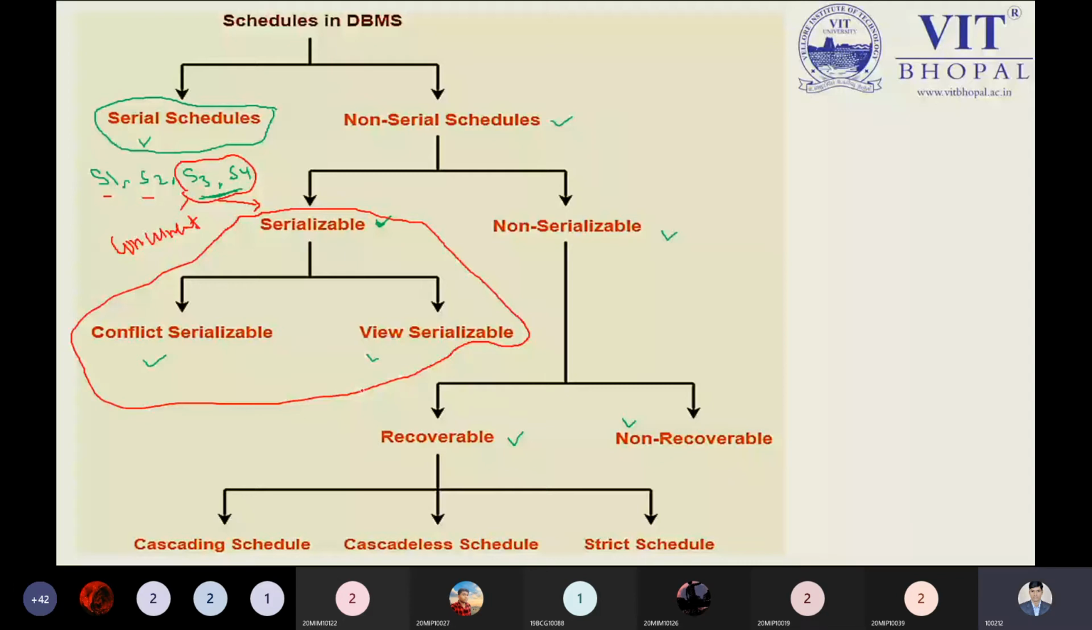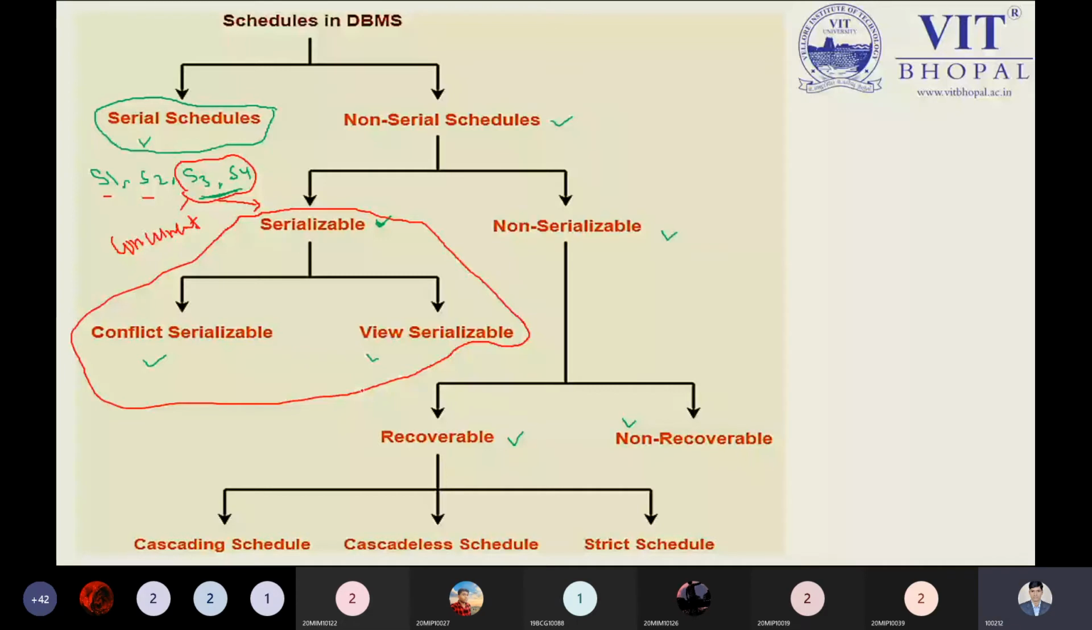In the serial schedule, we have seen S1, S2, and S3, S4. So S3, S4 were our schedules which are represented by the concurrent. If talking about the non-serial schedules, we have the serializable. When talking about the non-serializable, we have the recoverable or non-recoverable. Recoverable can be expanded into the cascading schedule, cascadeless scheduling, and strict scheduling.